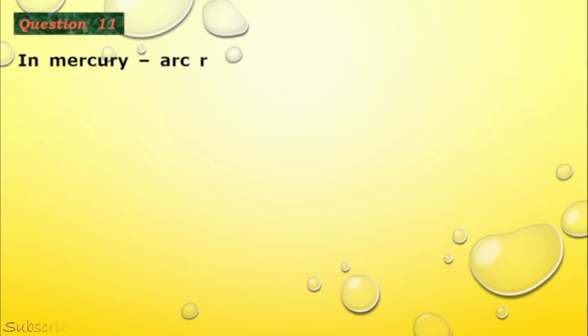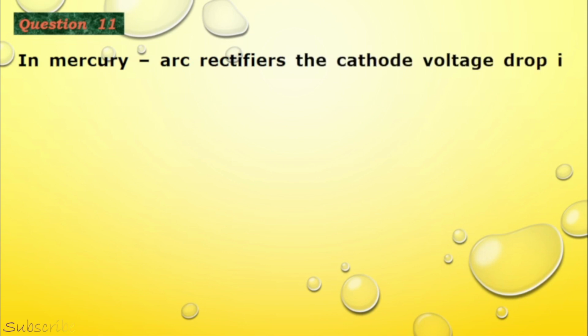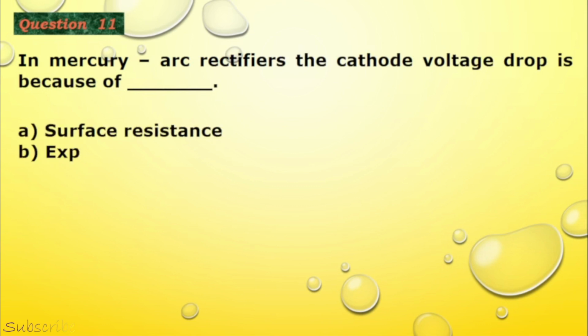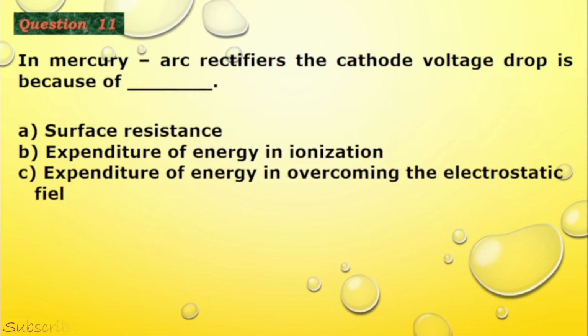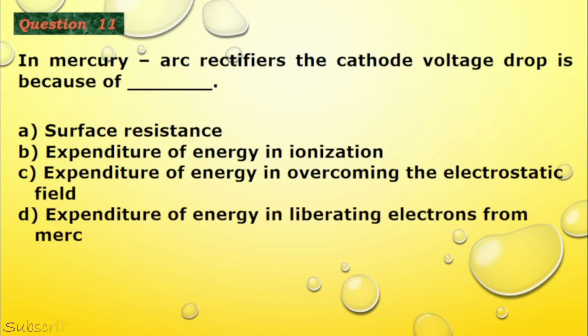Question number 11. In mercury arc rectifiers, the cathode voltage drop is because of blank. A. Surface resistance. B. Expenditure of energy in ionization. C. Expenditure of energy in overcoming the electrostatic field. D. Expenditure of energy in liberating electrons from mercury. The correct answer is letter D, expenditure of energy in liberating electrons from mercury.